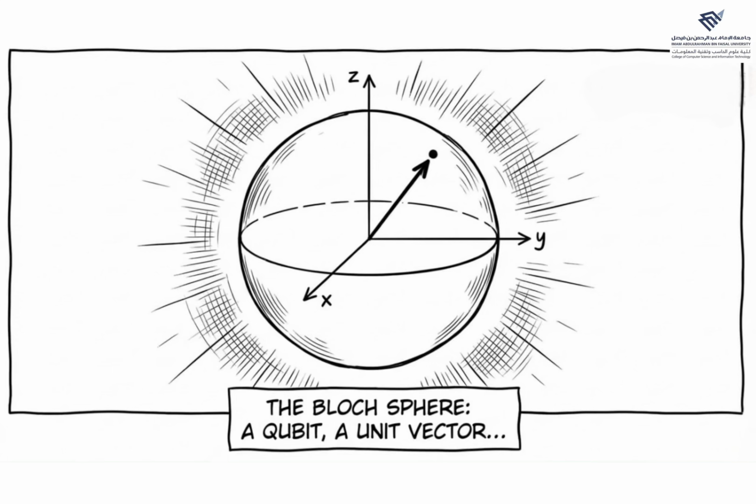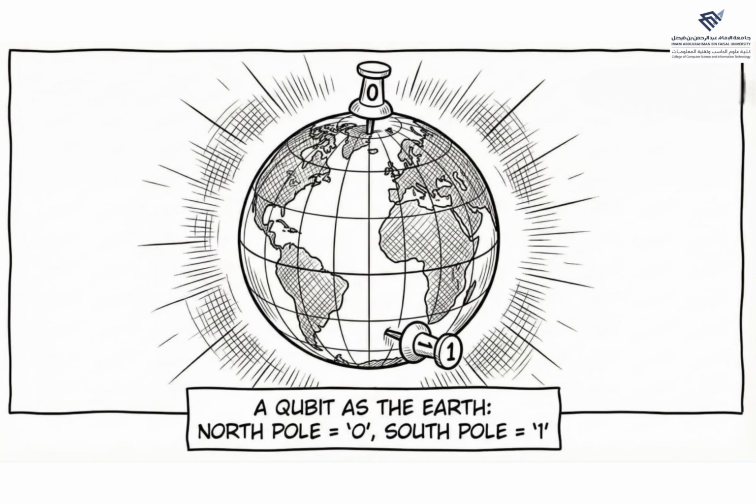To understand it, we have to rethink the bit. In the classical world, a bit is like a light switch. It is either on or off. But in quantum computing, we use qubits. Think of a qubit like the Earth. A classical bit can only be at the North Pole or the South Pole.